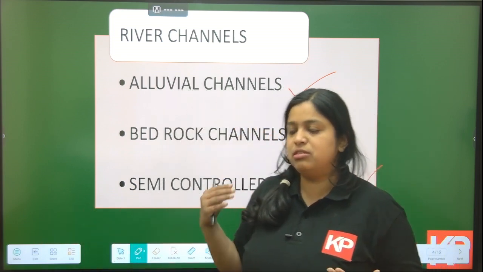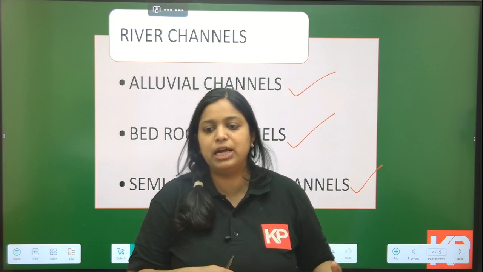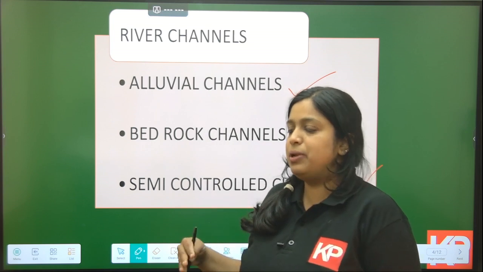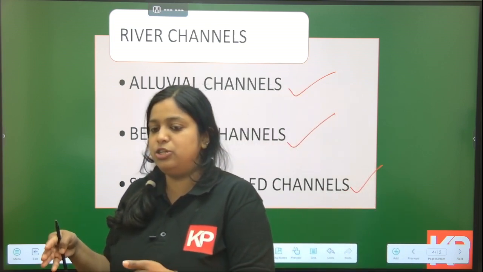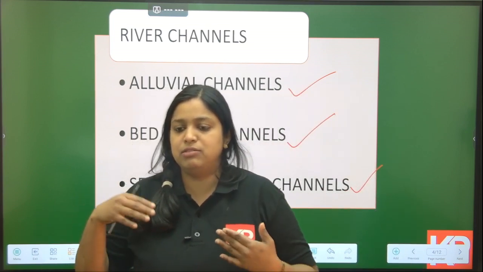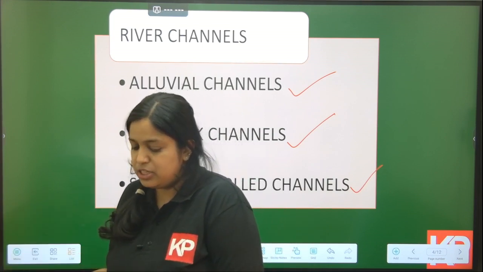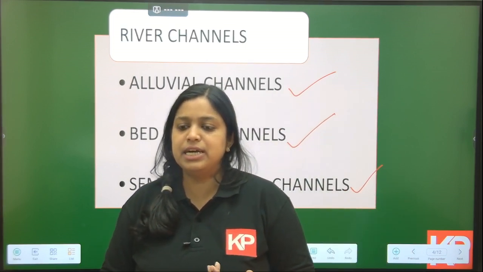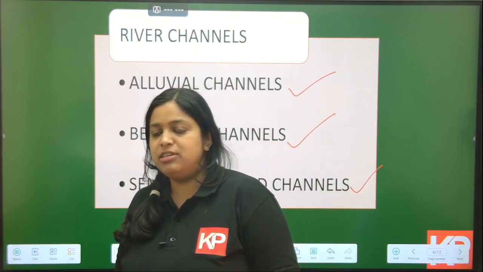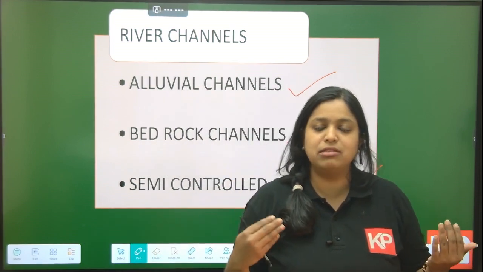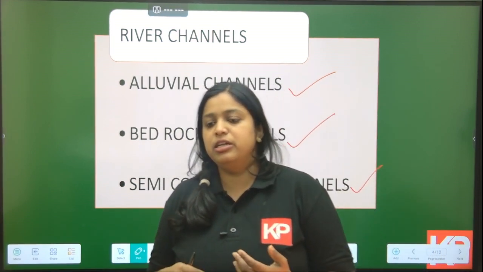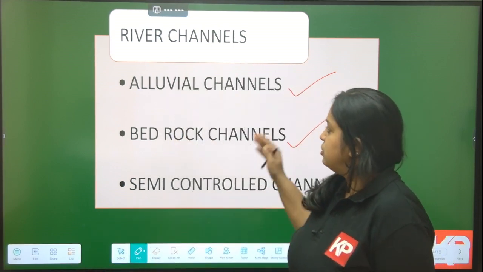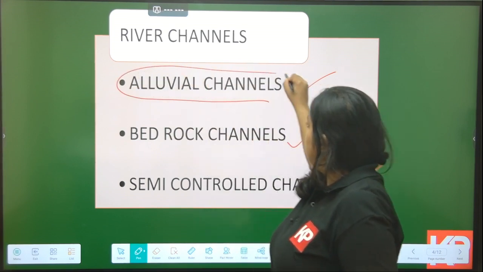A semi-controlled channel is an intermediate type: locally, in some places, the channel may be a bedrock channel, and in some places it will be cutting into an alluvial deposit. So it is different in different sections. A locally controlled channel is a semi-controlled channel. Alluvial channels are cut into sediments, with both beds and banks having sediments. Bedrock channels are cut into the rocks. The most important type of channel is the alluvial channel.